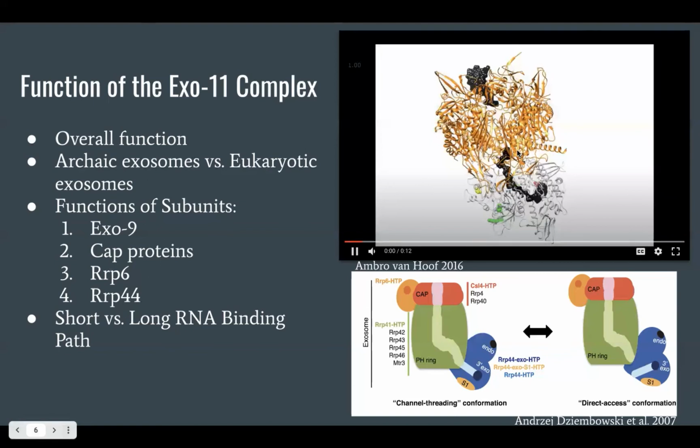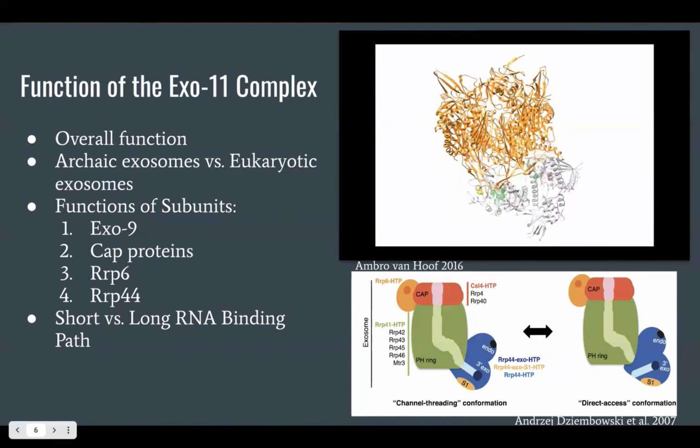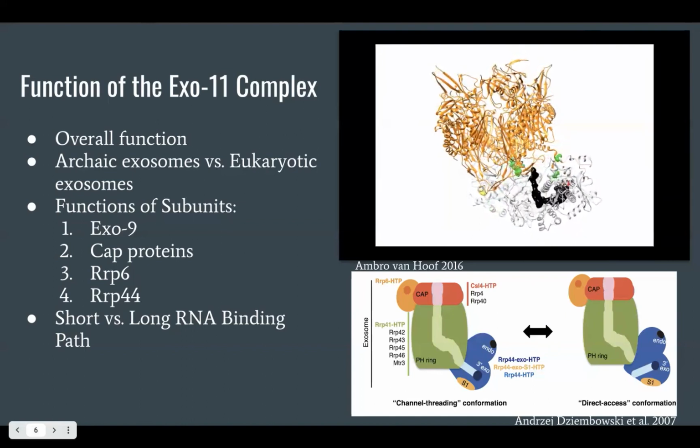The video shows the exonuclease domain of RRP44 going from the channel conformation to the direct access conformation, which was completed with UCSF Chimera.